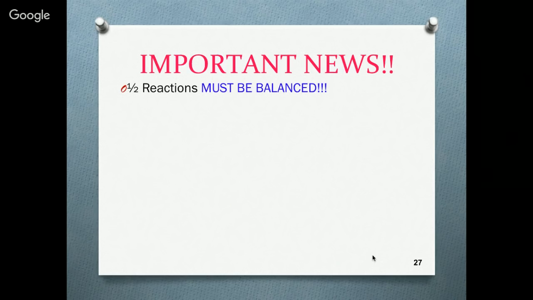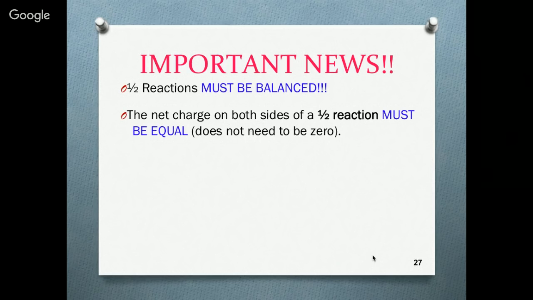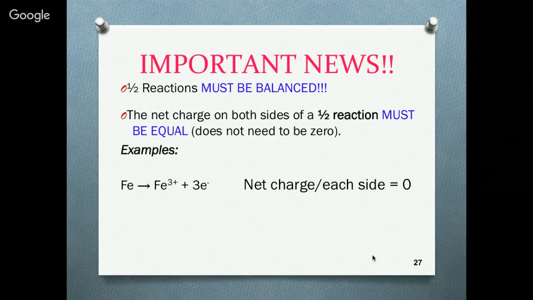The important part, though, is that you must be balanced. So the net charge must be equal for each one. So for example, you have Fe goes to Fe3+ plus 3 electrons, because the charge on the left for the iron atom was 0. On the right, you were +3, so you needed 3 electrons to make sure the charge was 0. You have Sn4+ plus 2 electrons goes to Sn2+.